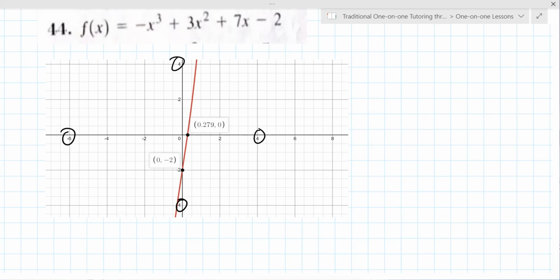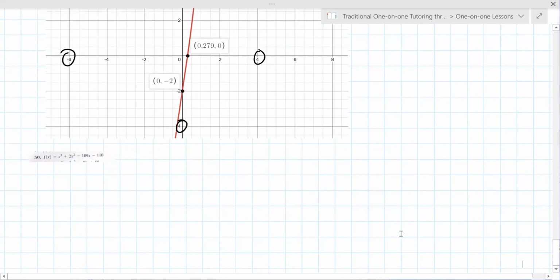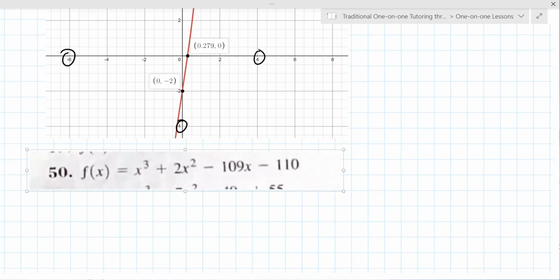Okay, next, 50. Find the zeros algebraically or graphically. I really like 50 because we can just graph it. Doing them algebraically is tough. You would have to make guesses based on the factors of 110, and that's pretty slow. Hopefully this works.